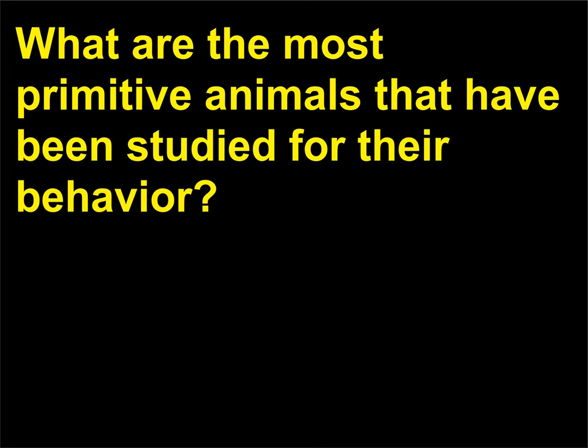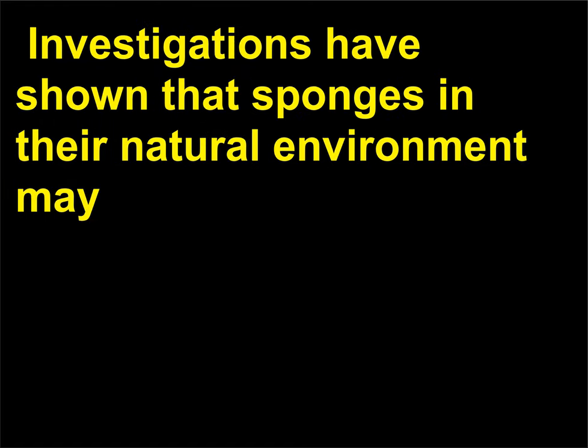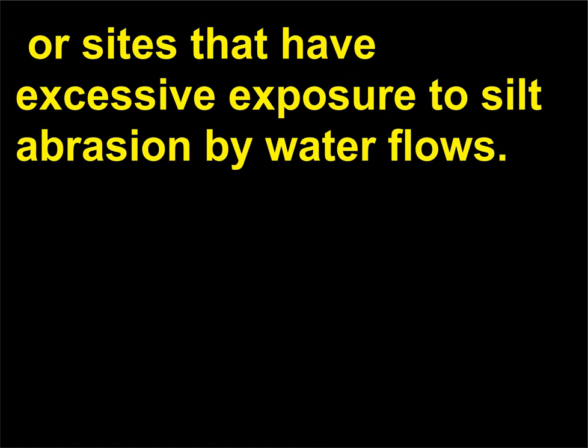What are the most primitive animals that have been studied for their behavior? Sponges are the most primitive animals studied for their behavior. Investigations have shown that sponges in their natural environment may move away from physical contact with competitors, areas with limited food, or sites that have excessive exposure to silt abrasion by water flows.